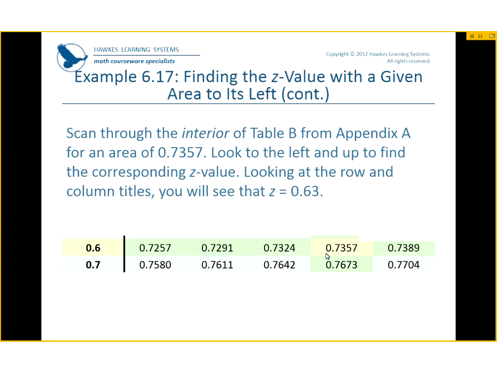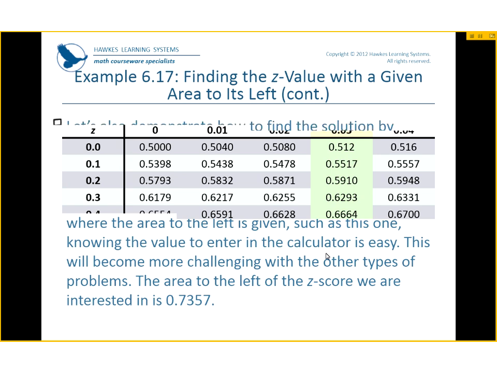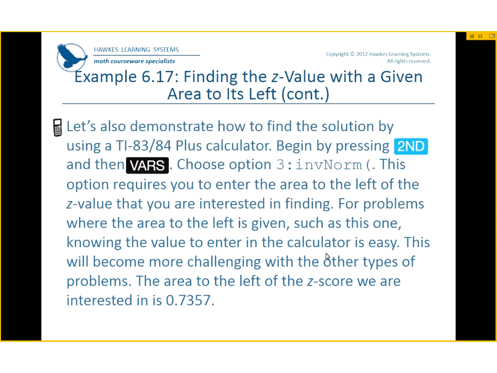So we can look it up in the table, go into the middle section, and you see 0.7357. If you go to the first column, you see 0.6, and if you go to the first row, you see 0.03. Put those together, it's 0.63. But there's actually an easier way to do this, and let's look at it in your calculator.